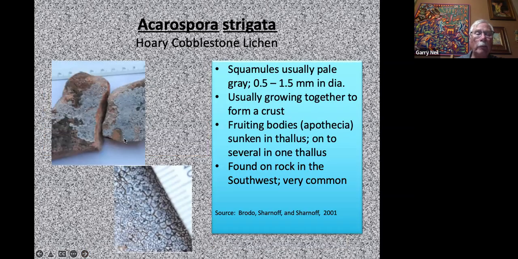Another one you might see walking along, usually on sandstone that's on a walkway or on bedrock, is this particular Acarospora, and this one is strigata. If you take a hand lens, it looks like just gray something or other on the sandstone, but if you take a close look, you'll see all these little tiny crustose areolate pads, and the black spots are the reproductive structures.